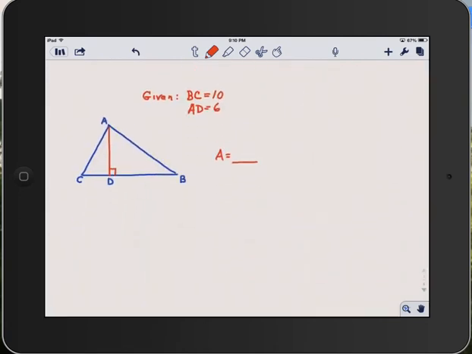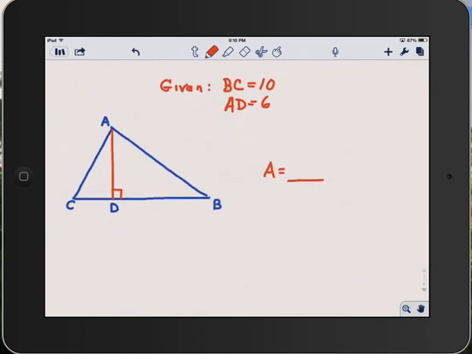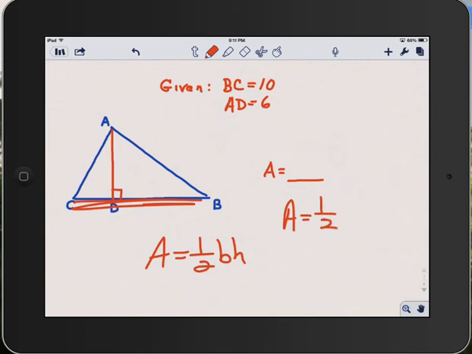Again, just like for a parallelogram, the base and the height have to be perpendicular to each other. So if we have segment BC as the base, that makes segment AD the length of the altitude, which is informally called the height. So we have area equals 1/2 the base times the height. In this case, area equals 1/2 times the base, which is 10, times the height, which is 6. 1/2 of 60 is equal to 30. The area of the triangle is equal to 30.